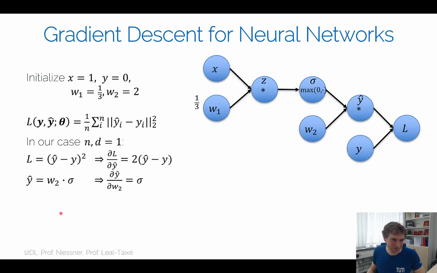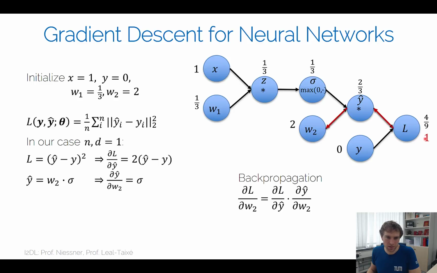And then we're computing the derivative of y hat. This is w times the sigmoid. And yeah, the sigmoid remains here, so we need the derivative of the sigmoid here. Okay, so if we're feeding 1 here as input, we are doing the forward pass, right? Okay, we can go back quickly. 1 times minus 1/3, we're getting 1/3. 1/3 here times 2. 2 times 1/3 is going to be 2/3, and y was 0, so we're getting 4/9 as a loss.